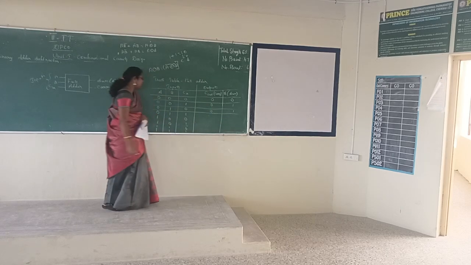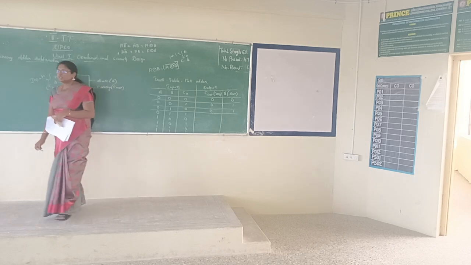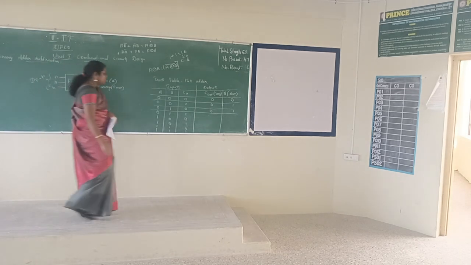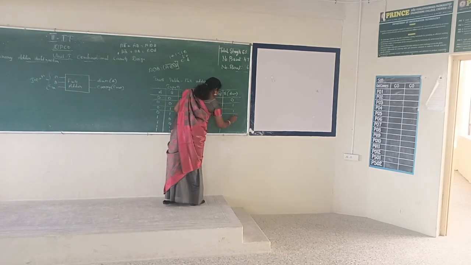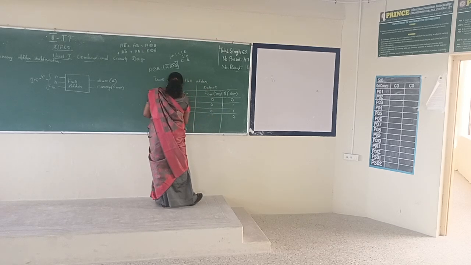Then what is 0 plus 1 plus 1? Sum will be 0. Carry will be 1. Right. So sum will be 0, carry will be 1.